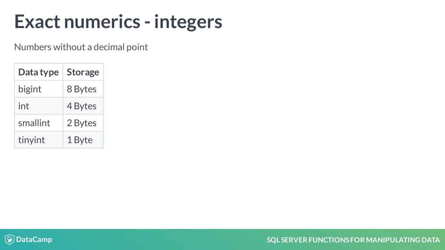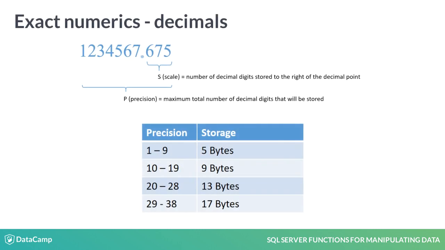Integers hold numbers that are whole or without a decimal point. They are some of the most commonly used types because they are efficient from a storage perspective. As a best practice, you should use the smallest data type that can reliably contain all possible values of your data. Decimals are numeric types defined by precision and scale.